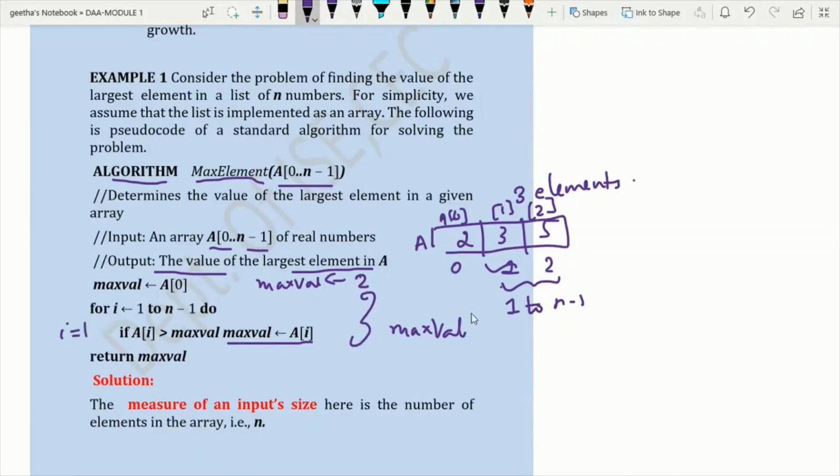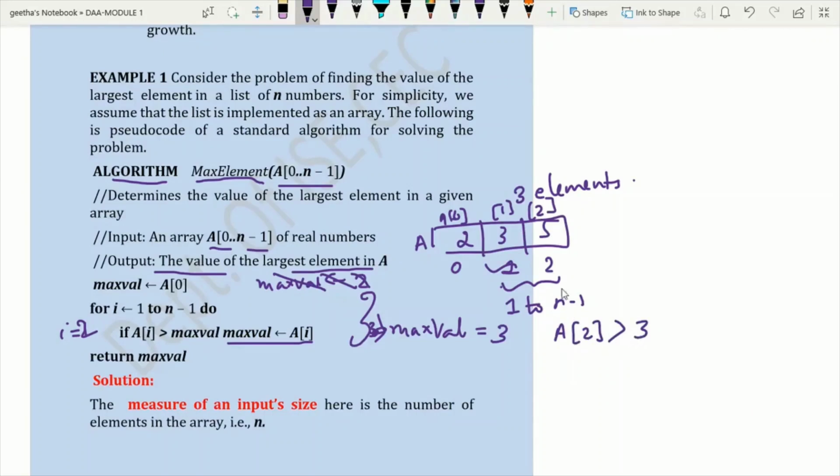So 3 is greater than maxval. What is the max value initially? 2. So maxval equals A[i], and maxval now becomes 3. Again i equals 2 now. Remember, maxval is now 3, it's not 2 anymore. Then A[2] is 5. A[2] is greater than maxval.